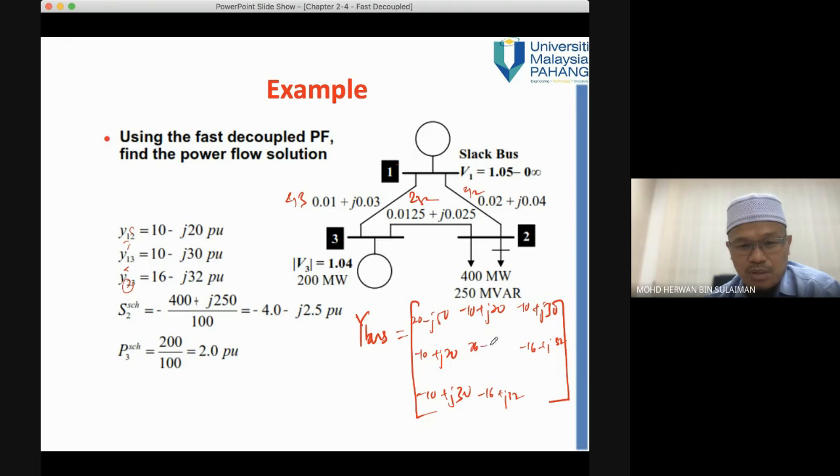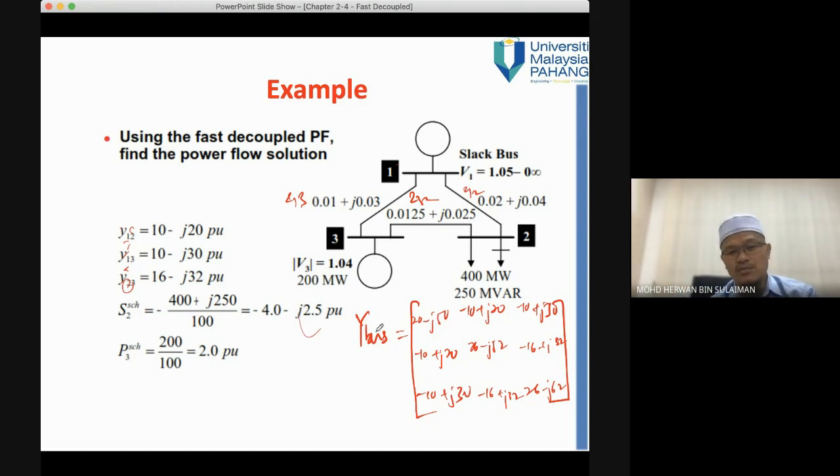26 tolak J52. And then Y33 tambah ni dia ialah 26, 62. 26 tolak J62. Boleh kan? So ulang sekali lagi, kita buat Y bus. First kali dapat soalan ni, you invert kan, dapat Y12, Y13, Y23. Next, you construct Y bus.